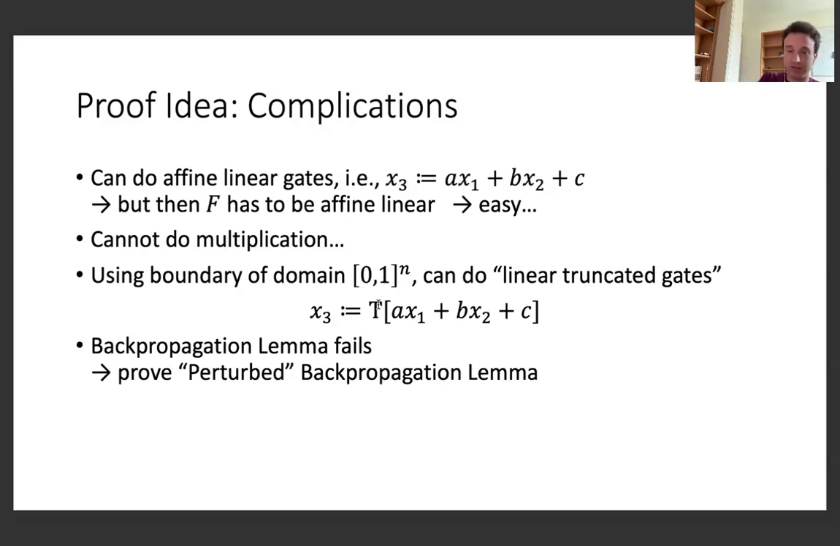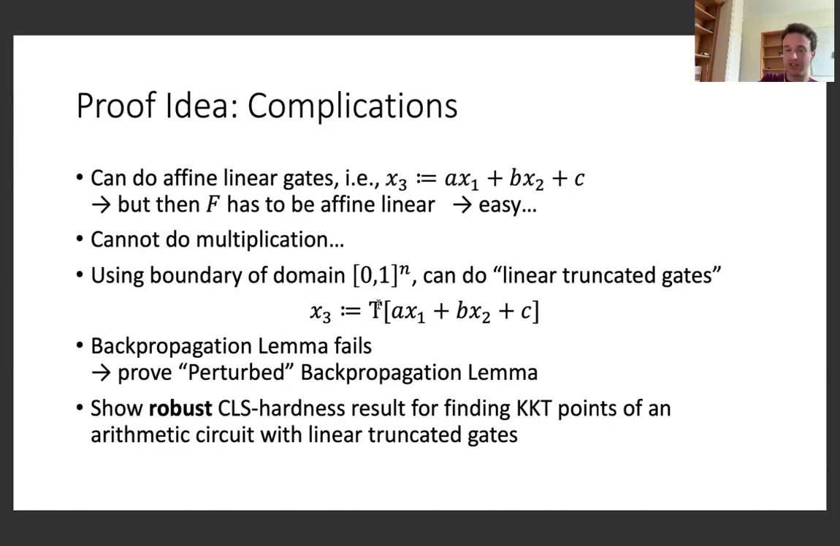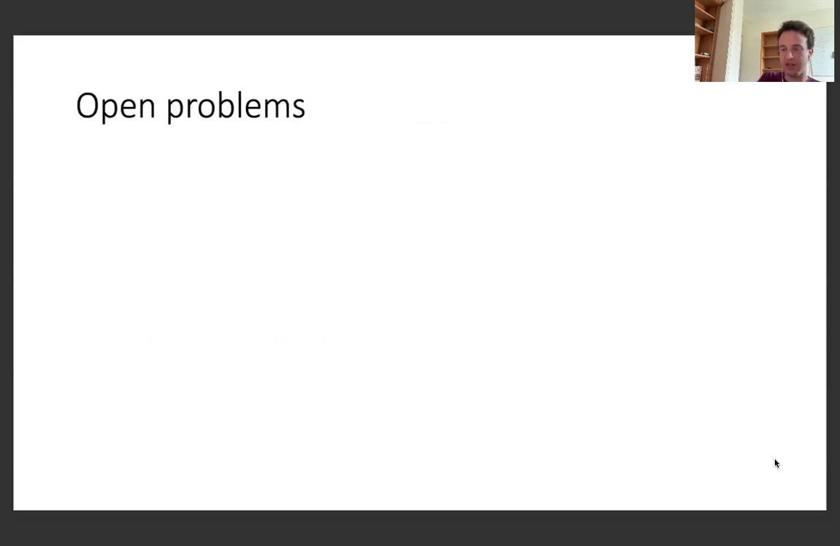And then in order for the reduction to yield CLS hardness, we have to show that it is CLS hard to find a KKT point of this type of circuit that consists of this gate. And in fact, to find a KKT point even if we're allowed to perturb the circuit a bit to help us find KKT points more easily. So the details are quite technical, but this is the high level idea behind the proof.